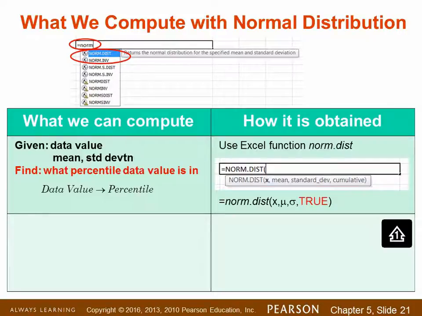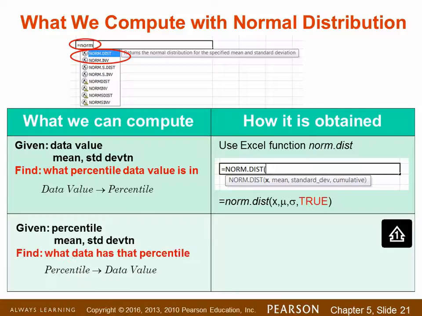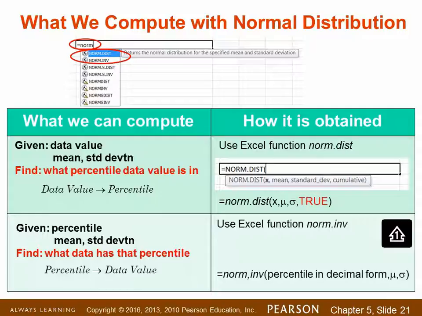And of course, sometimes we want to go the other way. We want to go from the percentile to the data value. And so now we use this thing called norm.inv. So we have to be given that it's a normal distribution. Instead of the data value, we're given the percentile. Again, I need the mean and standard deviation. And it's going to tell us what data value has that percentile. Okay? And that's norm.inv. Okay?